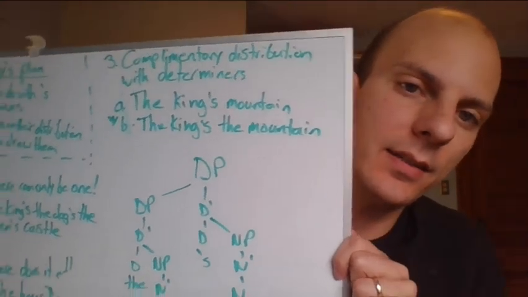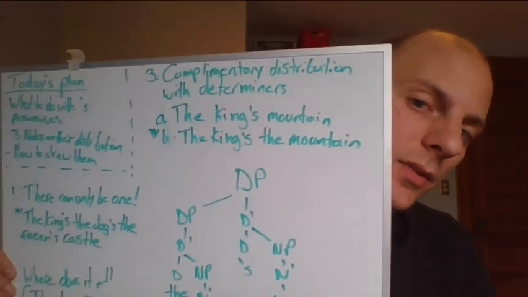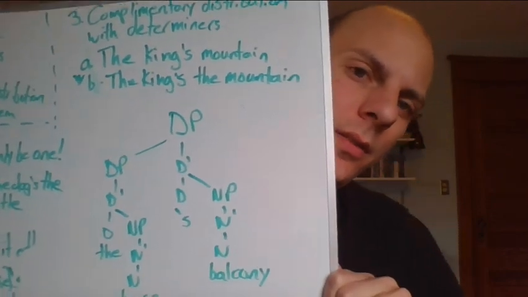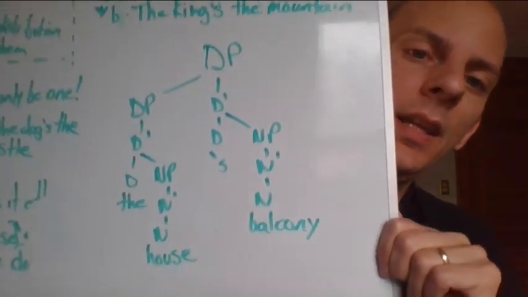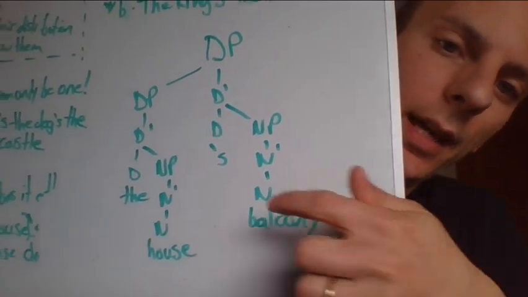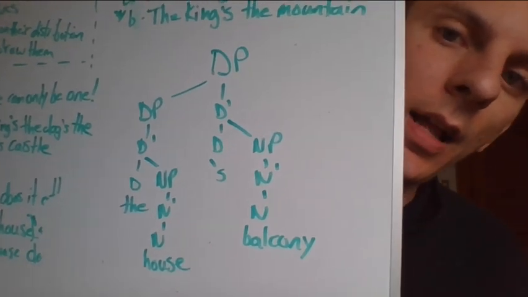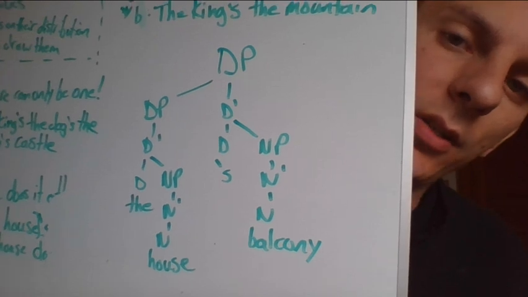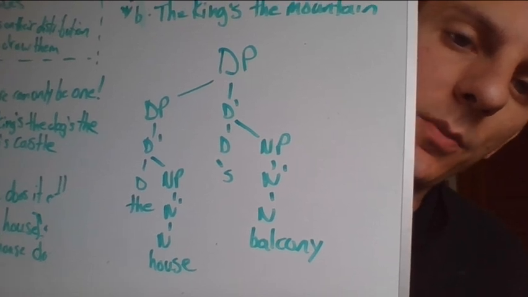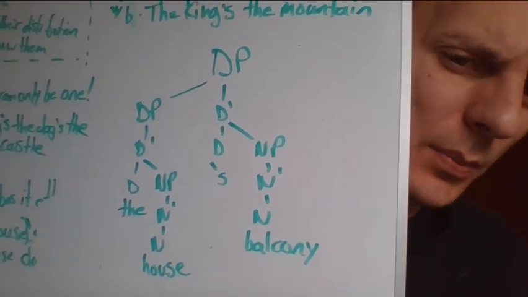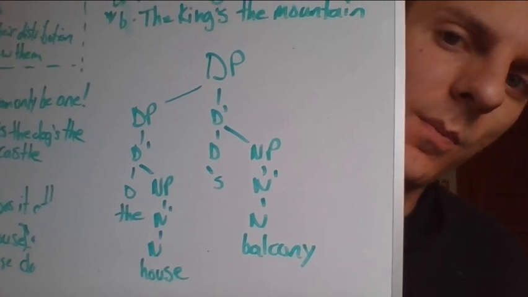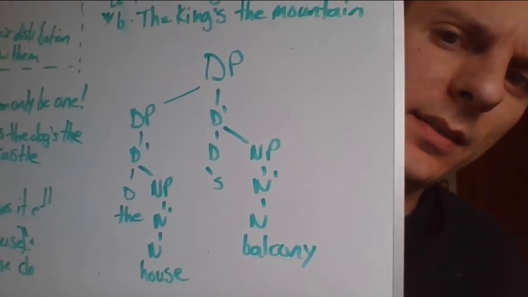This was the fact that it's in complementary distribution. Apostrophe S is in complementary distribution with the determiners. Here we see that we have that, right? This apostrophe S here is a determiner. That's going to get us this observation number 3, that it's in complementary distribution with a determiner. Where would we put, if we wanted the house is the balcony, where would we put that other the?